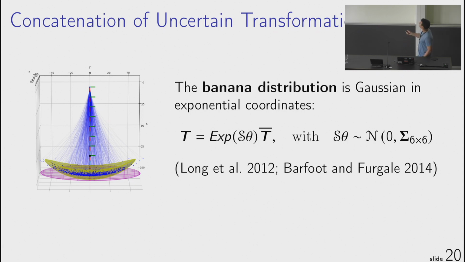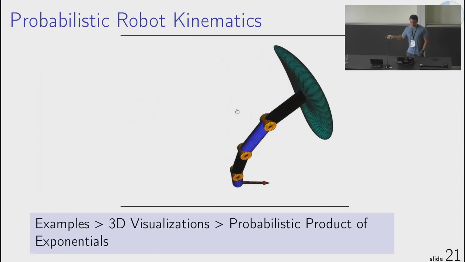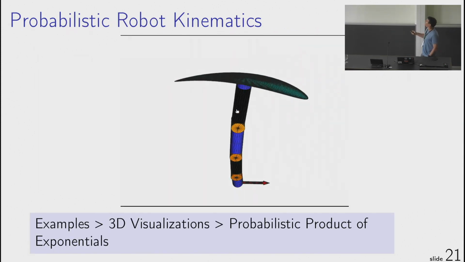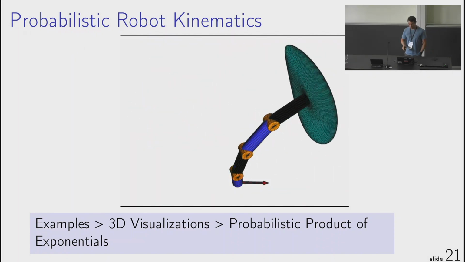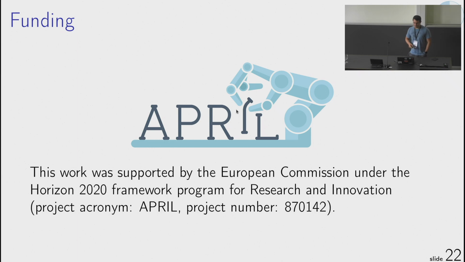And again, we say that we represent the pose with the transformation matrix, but the uncertainty is defined in a 6-dimensional space. And then we project the ellipsoid representing this distribution back to 3 dimensions. And what we get is this kind of banana distribution. We can also do that for robot kinematics. As you can see here, we get this nice umbrella of potential positions of the end effector.